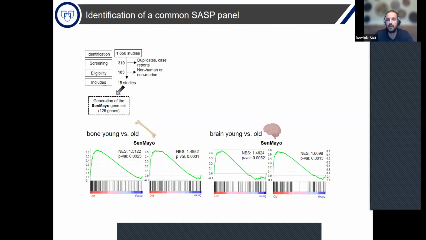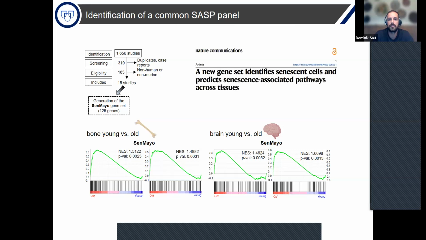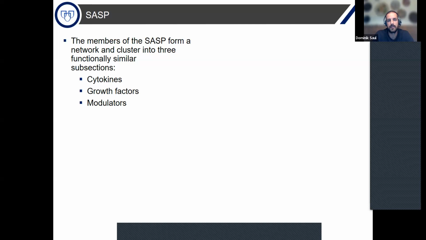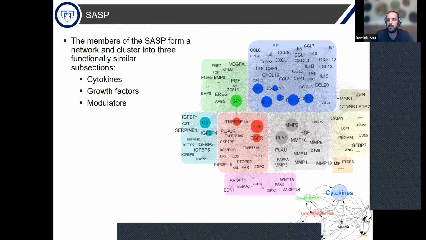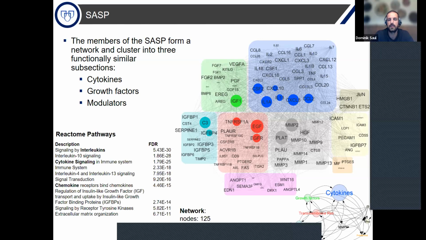Then we looked a step further and looked in the brain, which is a totally different tissue in many regards, and also found that SenMayo, this gene set that we just created, was very nicely able to distinguish between young and old samples. And then we were able to publish this in Nature Communications. The SASP itself consists of a lot of different factors that can be subsumed into cytokines, growth factors, modulators. And these are the 125 genes called SenMayo that we were able to identify. And these form a very dense network that is closely connected.